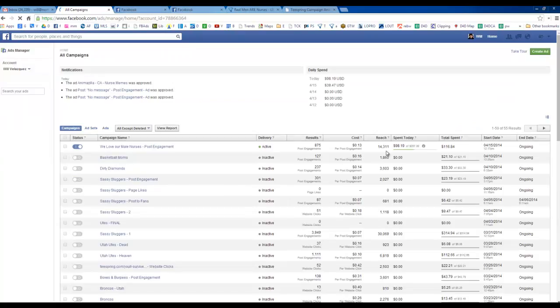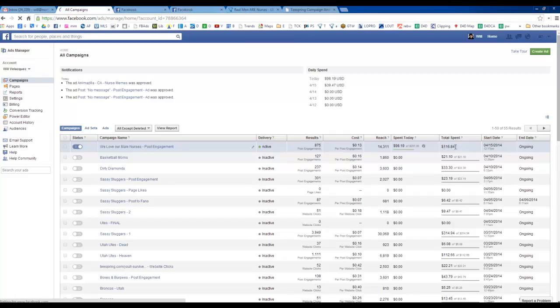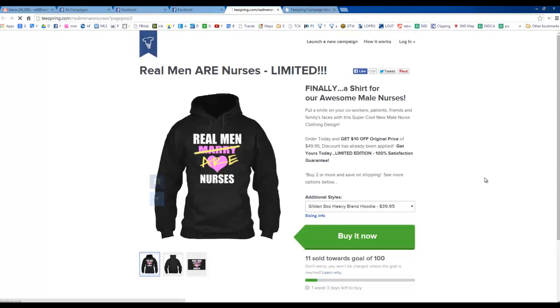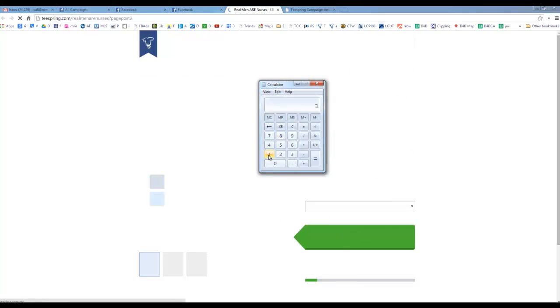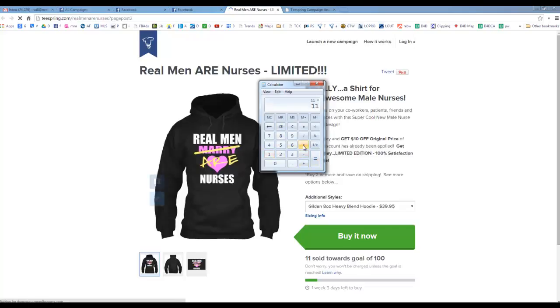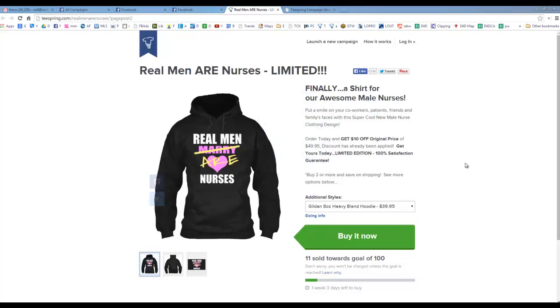You know, total spent so far on this campaign is $116 now. And total made, if we come back here, are we still at 11 shirts? Okay, so 11 times 18.26 is 200, so minus, what do we say, 116? So we're at $84 profit, right?